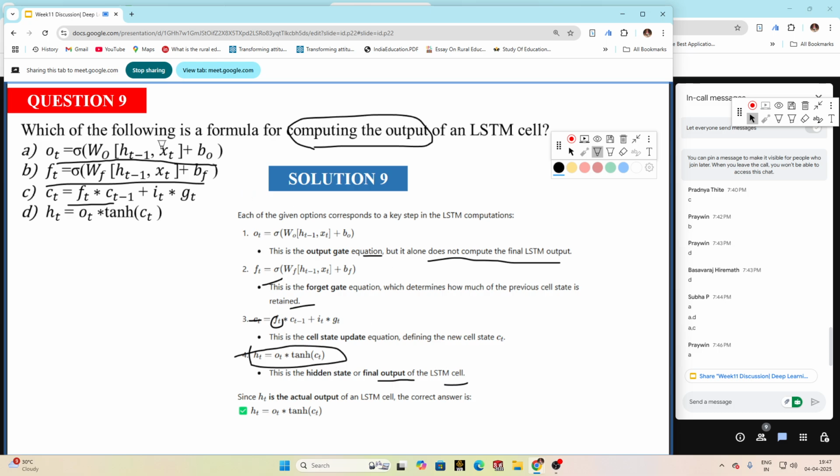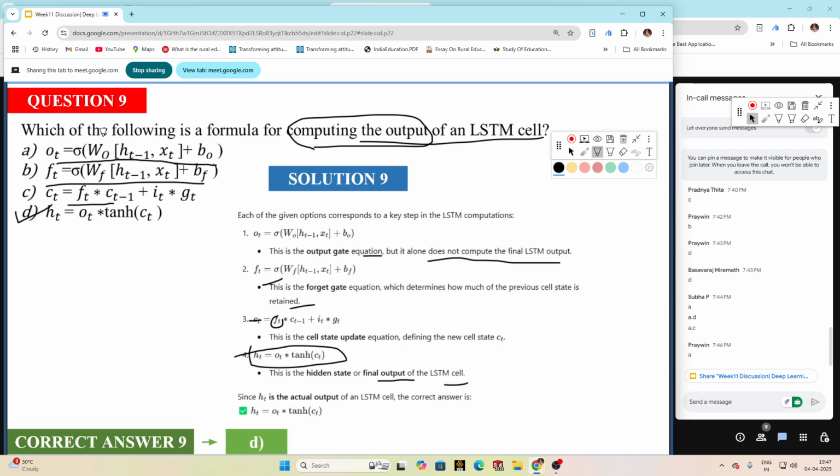Here it has been asked which of the following is the formula for computing the output of the LSTM cell. So this HT, or the hidden state, whenever you do the output gate with the new cell state, you will get the output of the LSTM. So option D is the correct answer.